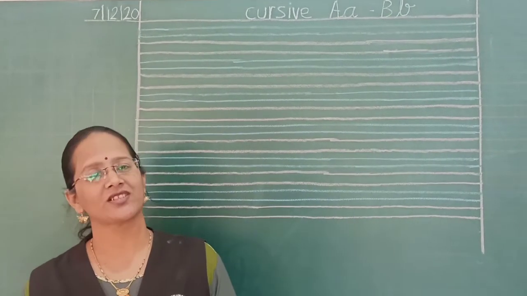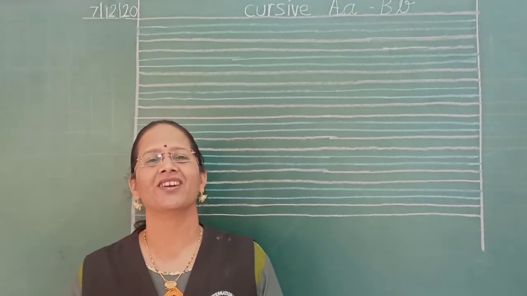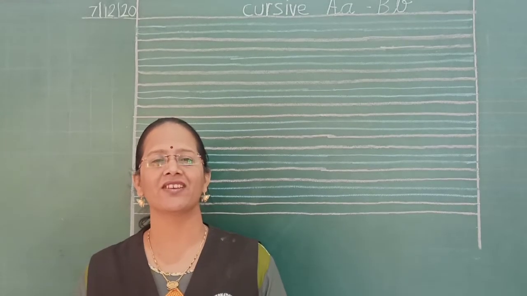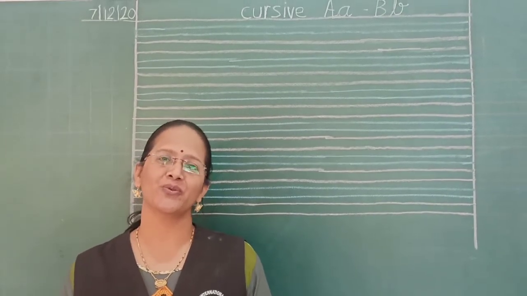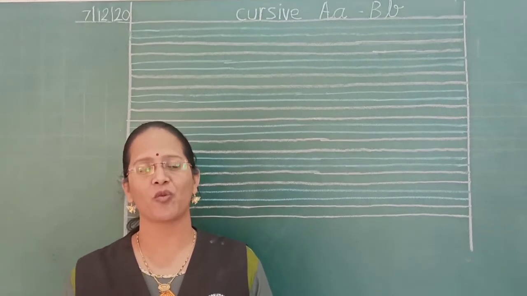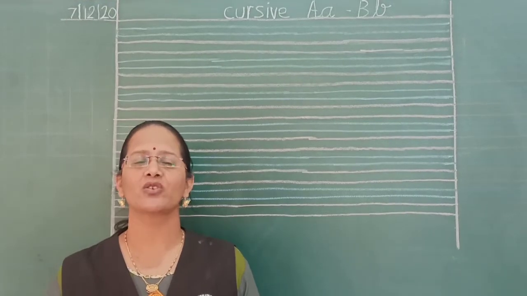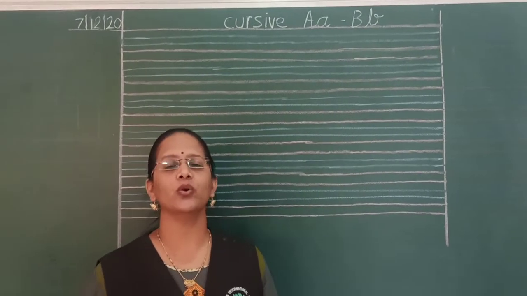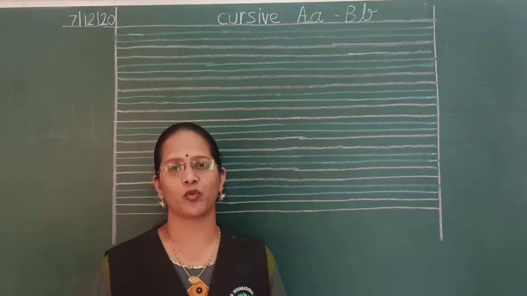So, take out your second term English notebook. And in that notebook, we are writing some spellings. But along with those spellings, we are now learning cursive A to Z. We know print A to Z capital and small letters, and now we will see how to write cursive. Let's see how to write cursive A, capital and small a, and capital and small b.